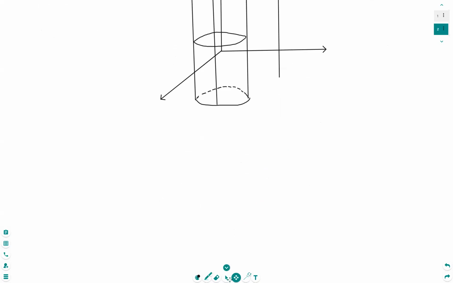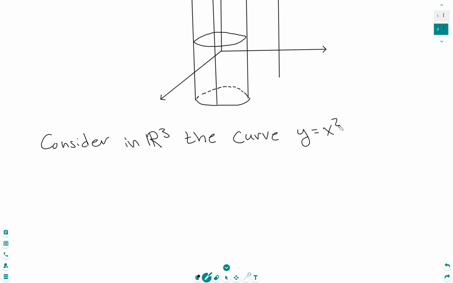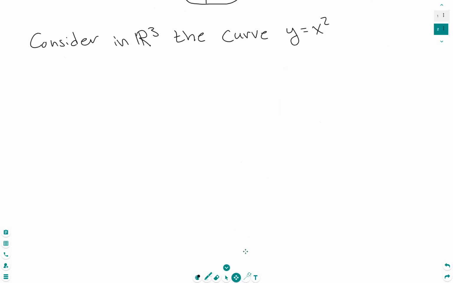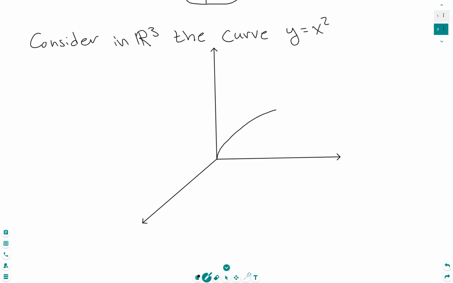Let's look at another shape that you might consider. So consider in R3 the curve y is equal to x squared. So again, let's draw out our axes, right? And then here we go. So this time in the xy plane, this looks like a parabola, right? And there's no restriction on z, so it goes infinite in the z direction. And I will try my best here. So we have some kind of parabola in the xy plane, like this.